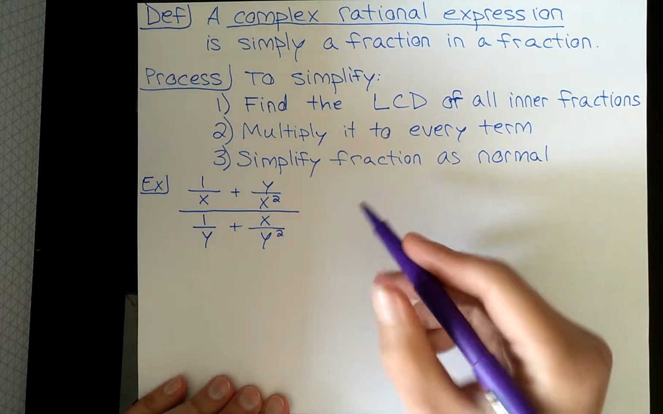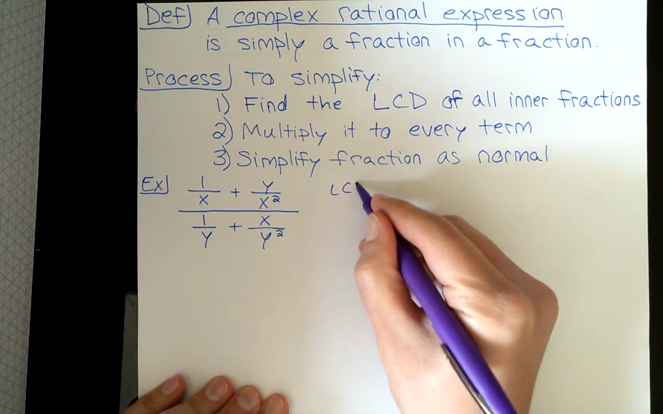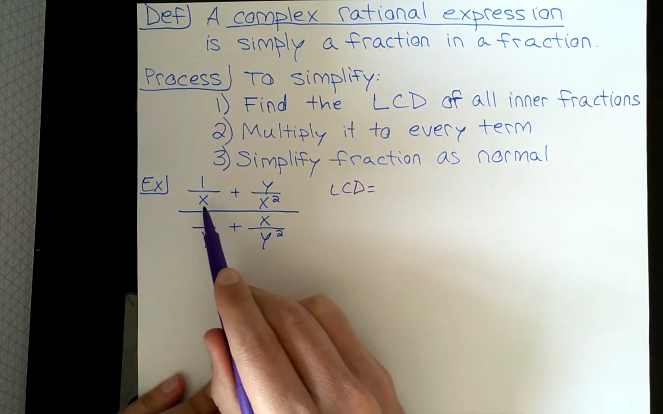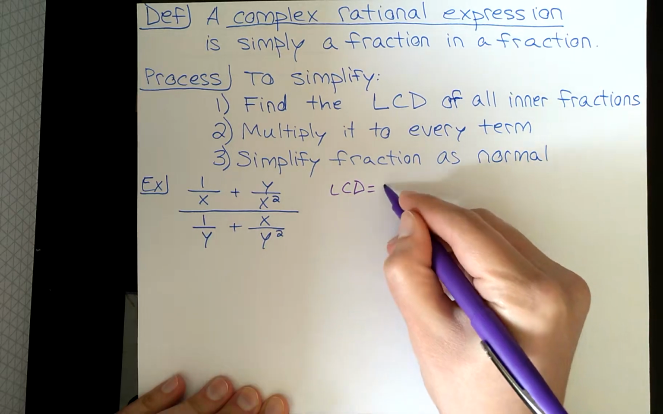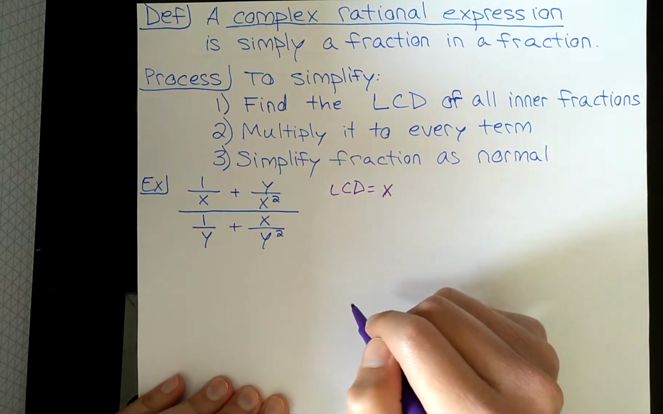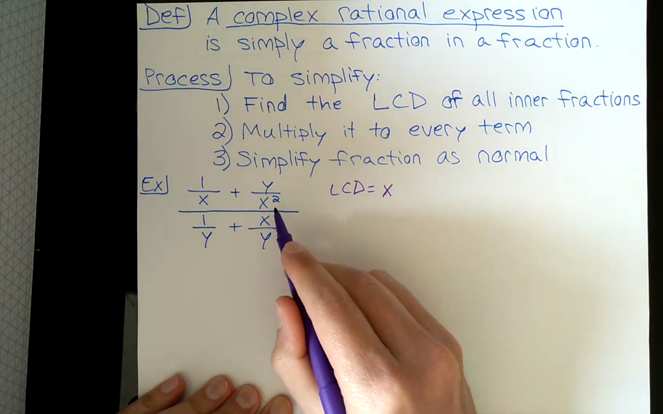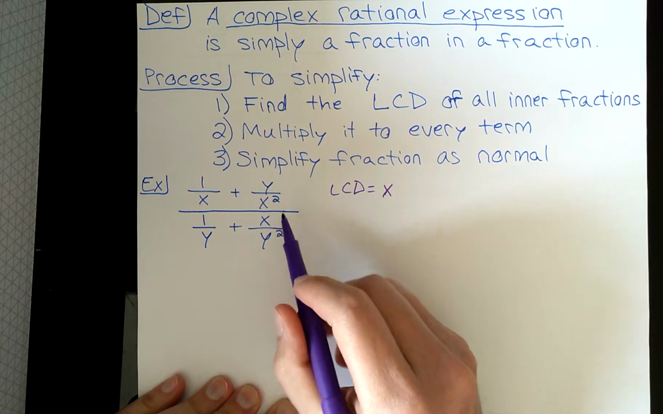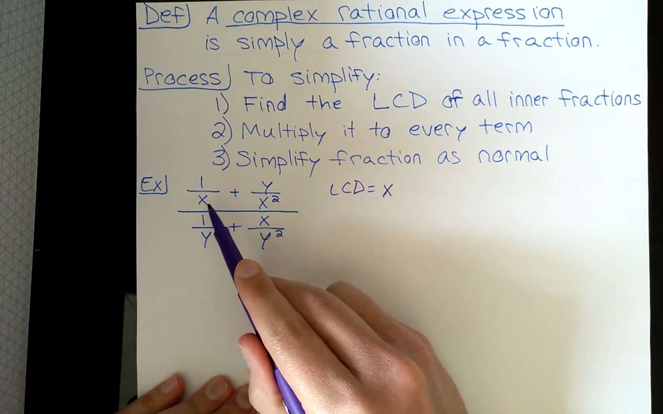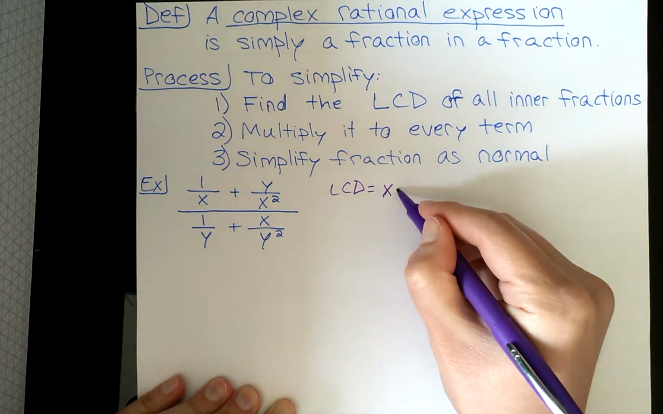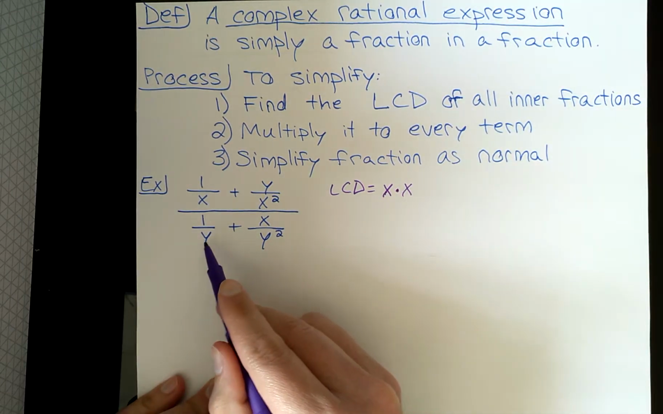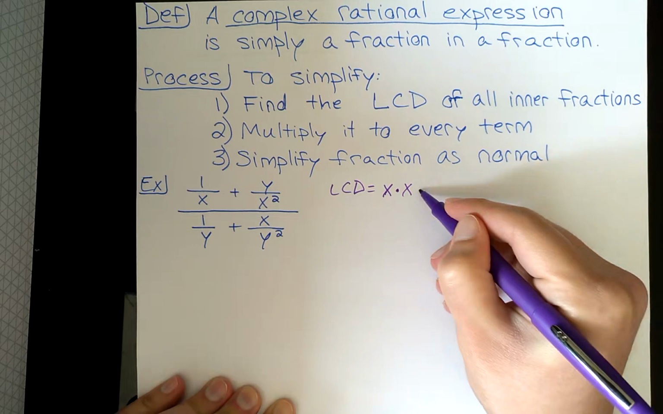So, looking at this problem, we're going to start by finding the LCD. So in this first fraction, we have an x. In this second fraction, we have two x's. X squared means x times x. Well, one of them was already taken care of in this fraction, so we only need the other one. From here, we have a y.